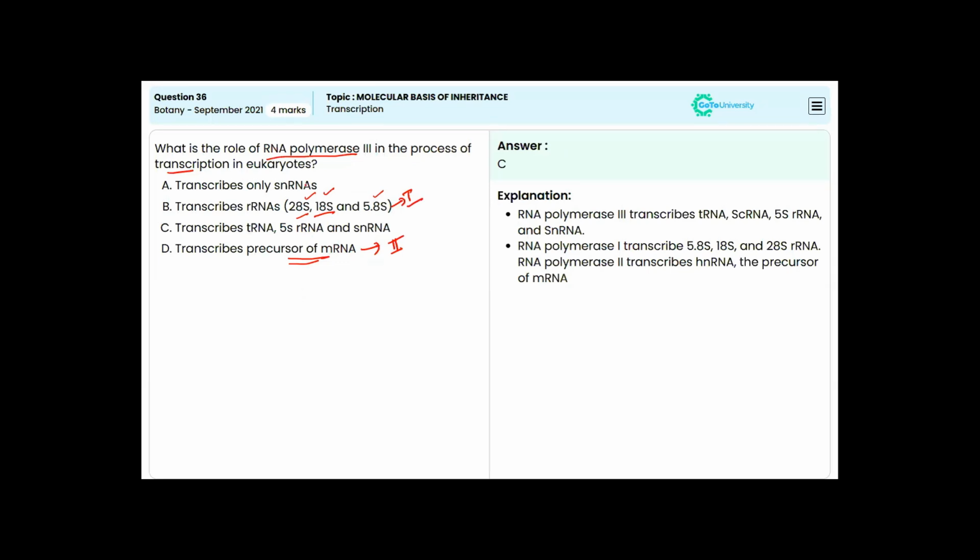Now here we have the remaining snRNA only, and here we have tRNAs, 5S rRNA, and snRNA. So RNA polymerase 3 transcribes all the tRNAs, 5S rRNAs, and snRNA also. So that means option A will be incorrect. So option C is the correct answer.